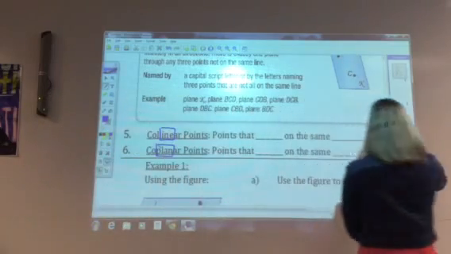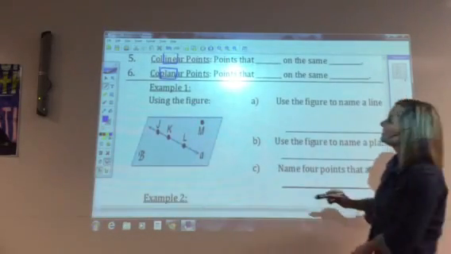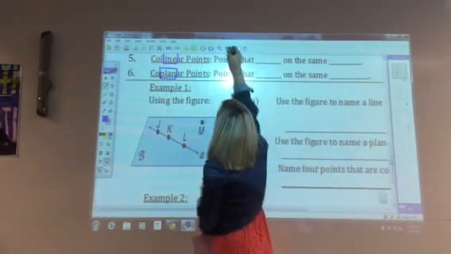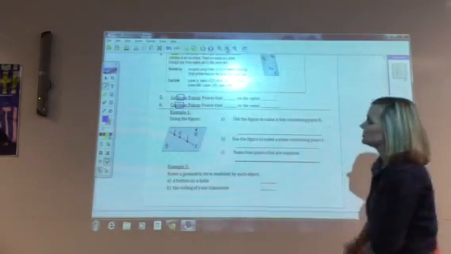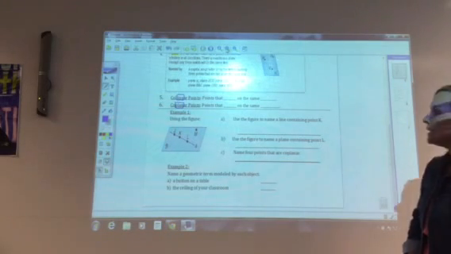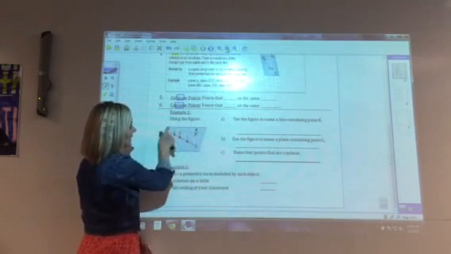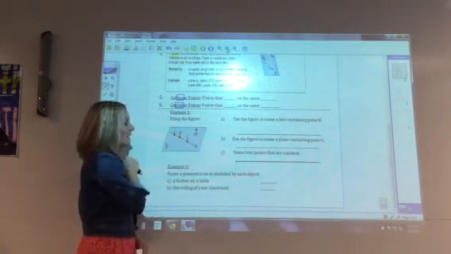All right, so the next thing we want to look at is our first example right here. It says, use this figure to answer these questions over here. So A says, use the figure to name a line containing point K. All right, so right here you've got point K. Notice it's in this plane. It's also on this line.